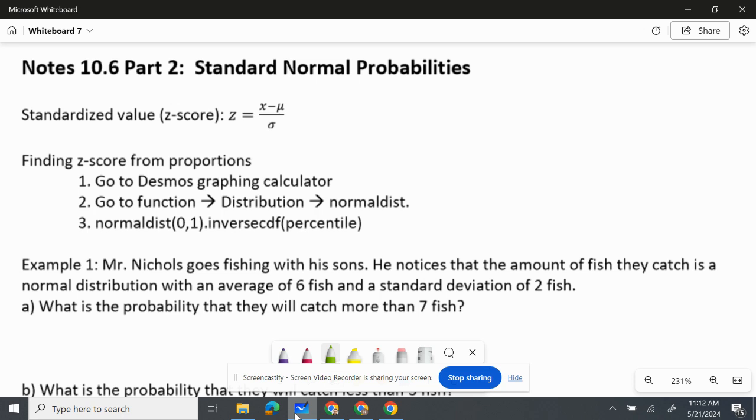We're going to continue working with normal probabilities. In this case, we're going to go in the reverse direction. But before we do that, we're just going to do a quick review of what we did last time. So what we have is a normal distribution curve.